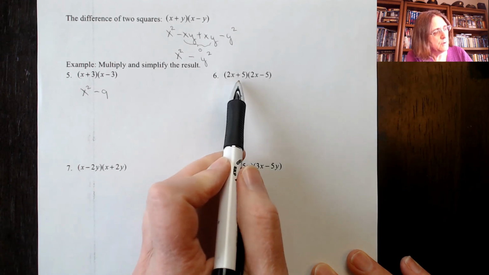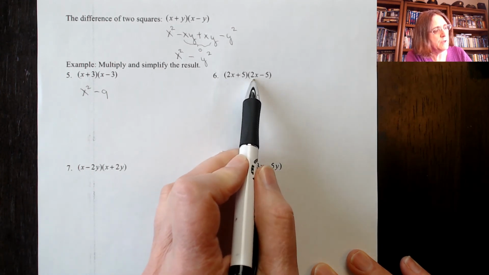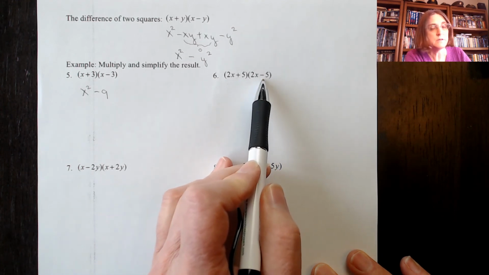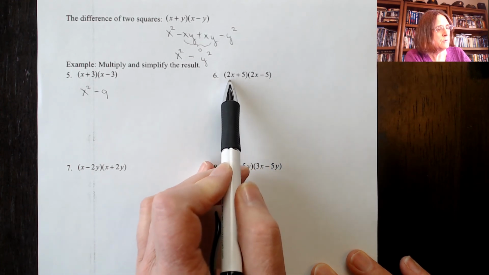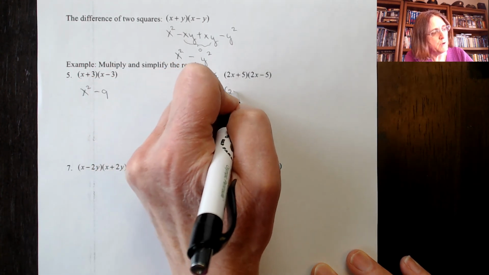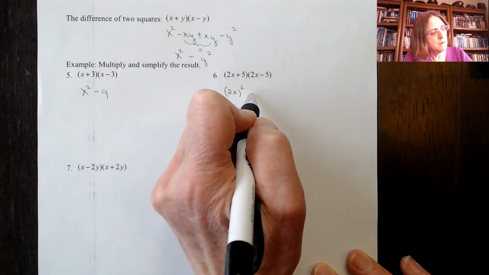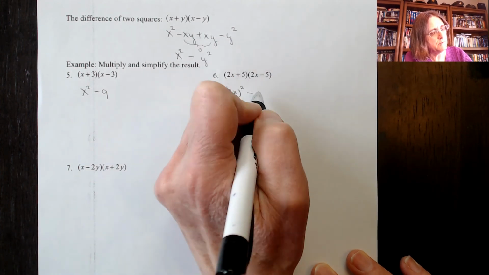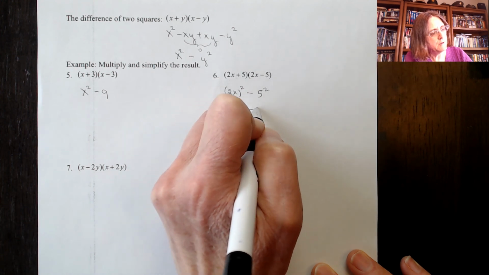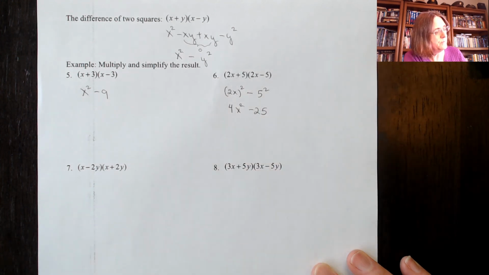Same thing. We have 2x plus 5 and 2x minus 5. The two binomials are different only by the plus and the minus sign. So we get just our first term squared, so 2x quantity squared, minus our last term, 5 squared. That gives us 4x squared minus 25.